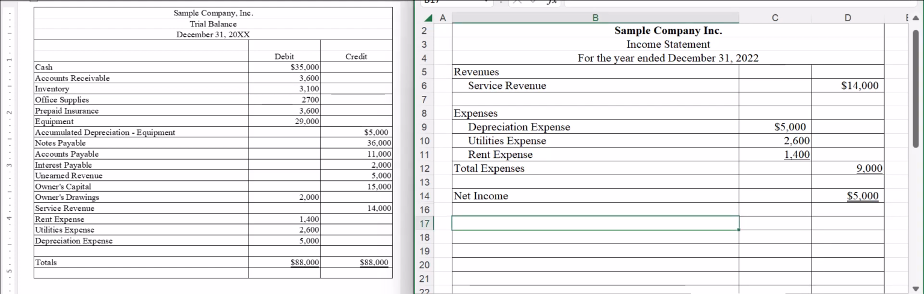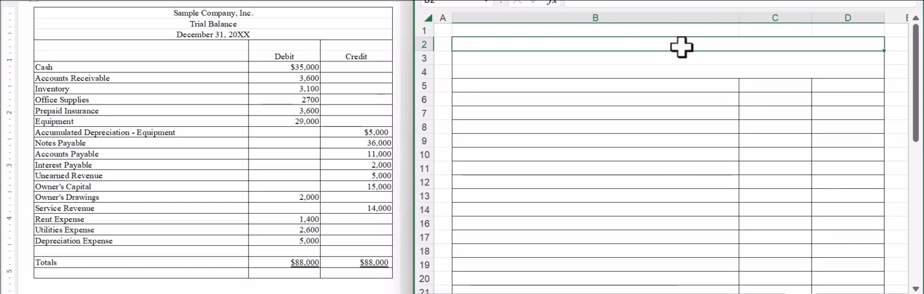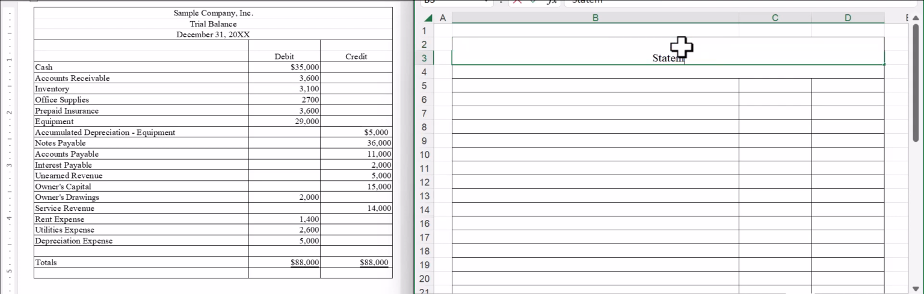So let's go over here to our blank slate again. I always like to start with a blank slate so that you guys are in a good habit of knowing how to create the statement of owner's equity and all of the financial statements. First thing we start with is our heading, and we start with the company name, Sample Company Inc. The second line is going to be the name of the statement, so we'll call this the statement of owner's equity. You could also call it owner's equity statement, either one is fine.